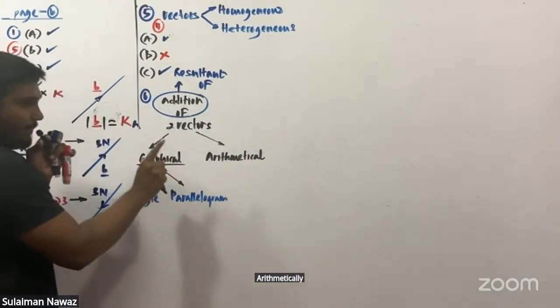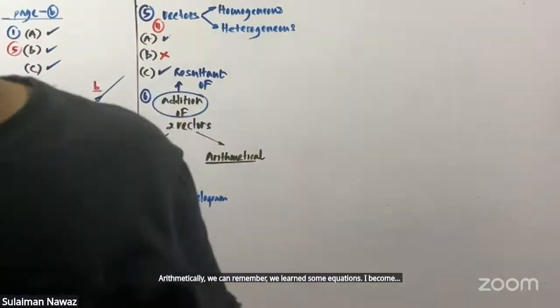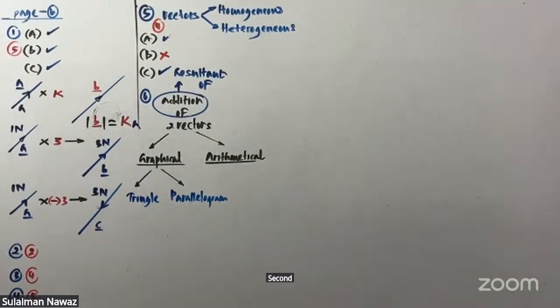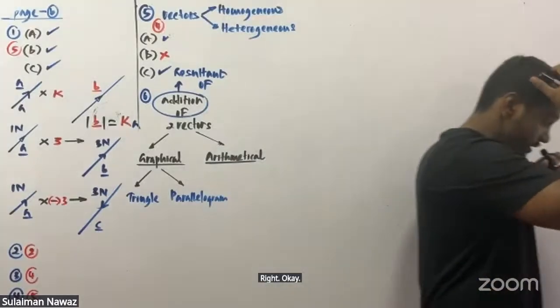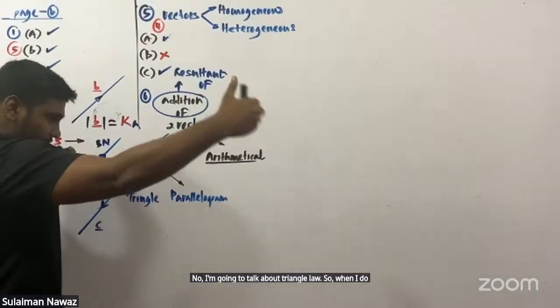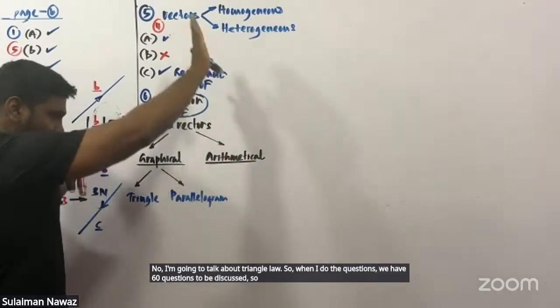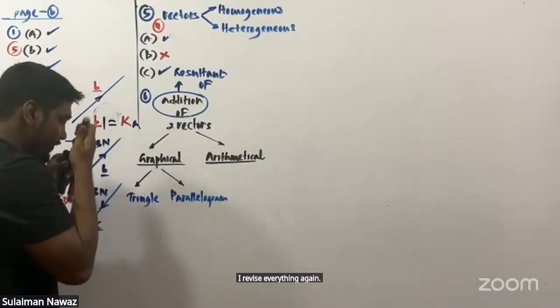The second option is arithmetical methods, where we learn some equations. Now I'm going to talk about the triangle law. We have 60 questions to be discussed, and when I do those 60 questions step by step, I will discuss every section again and revise everything. Now, the triangle law of vector addition.